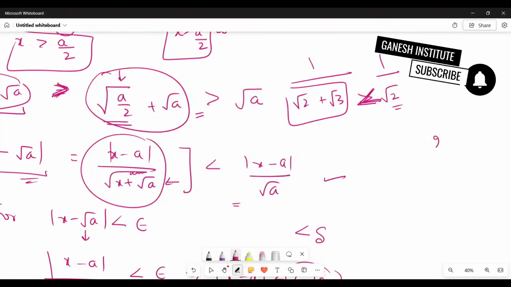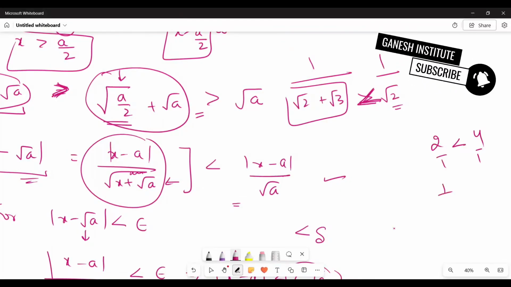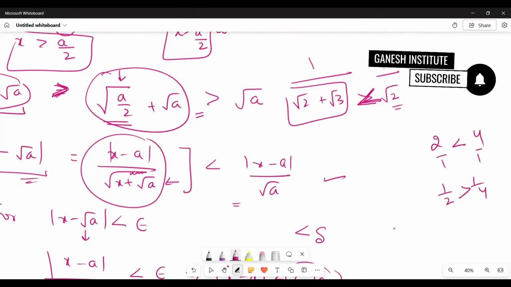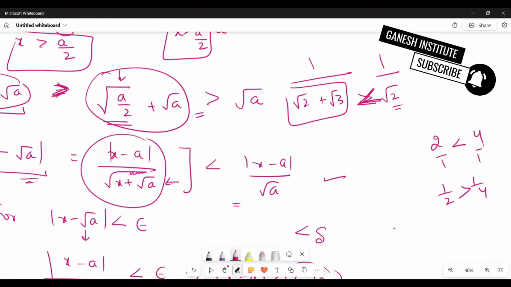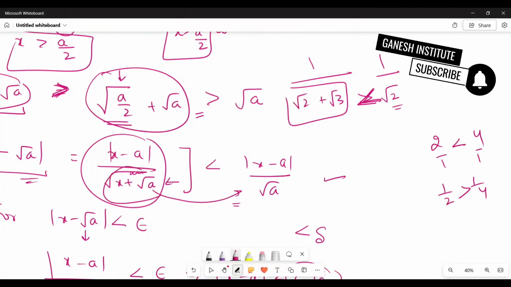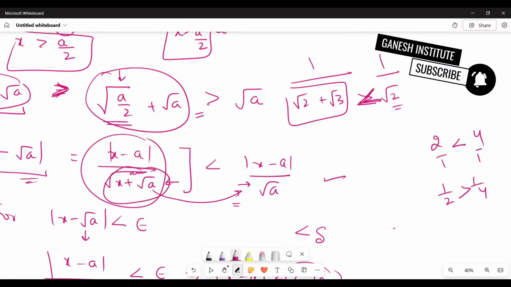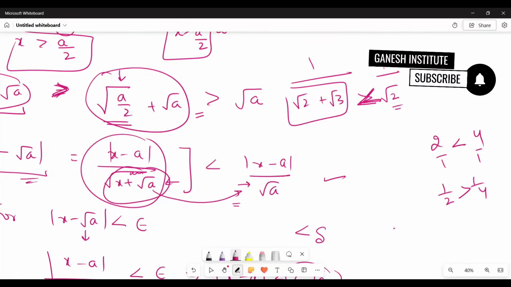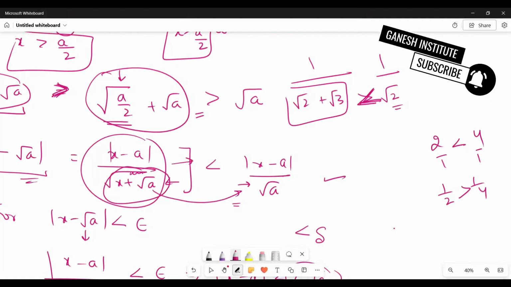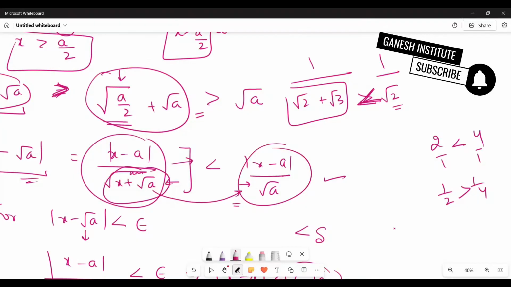If I have 2 and 4, I know 4 is greater, but as soon as I flip them, now I know 1 by 2 is greater, right? Yes. So this is how, if I have an increased value, a bigger value, but in the denominator, the fraction which has a lesser value than this, keeping in mind that the numerators are same, that fraction will be greater, right?